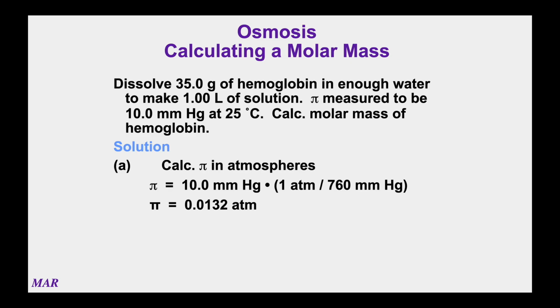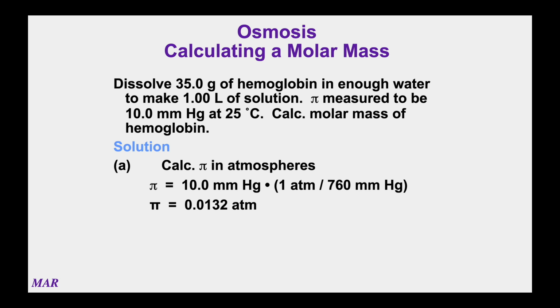Here's a question which uses osmosis to calculate a molar mass. So just like we saw freezing point and boiling point, you can calculate a molar mass. You can calculate the molar mass through osmosis as well. It's usually used if you have a really big biomolecule. And in this example, we're going to calculate the molar mass of hemoglobin. Hemoglobin is one of these big organic molecules, which is just crazy.